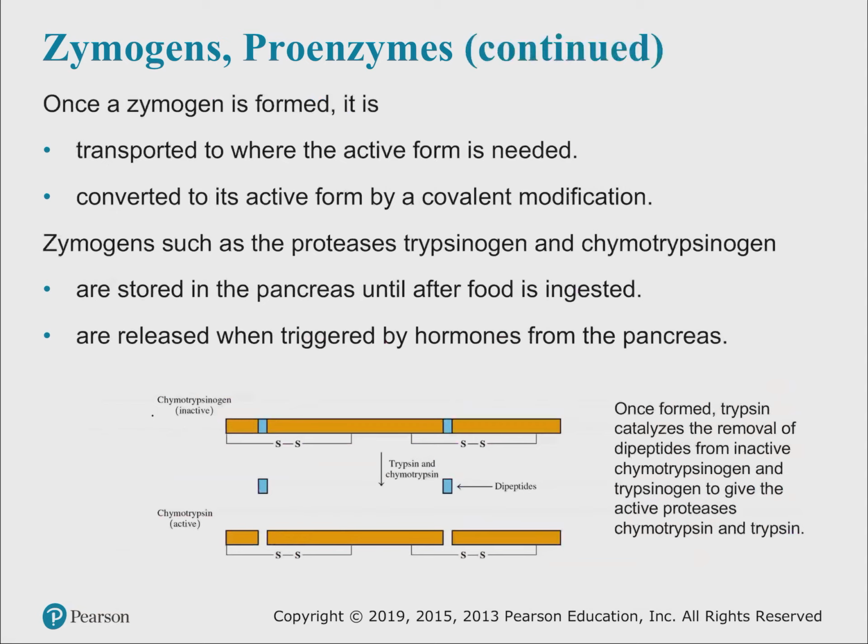Actually, this is that exact example I was mentioning. So your book has this in here. So chymotrypsin is formed first as chymotrypsinogen. And until it gets these two little sections, these dipeptides, cut out or excised, it's in its inactive form. Once those are cut out, it's in its active form.